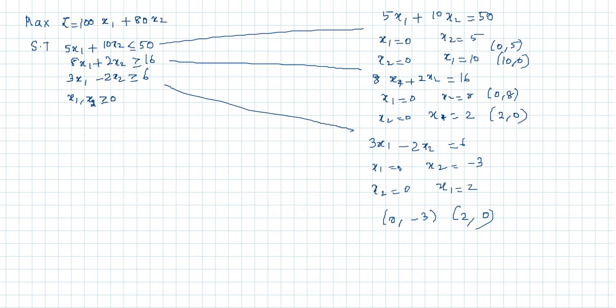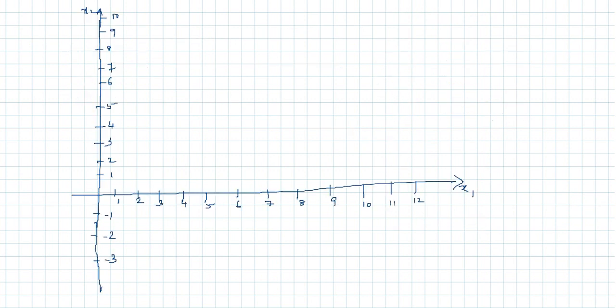For the first constraint, the points are 0 comma 5 and 10 comma 0. Construct a line through these points. This is for the equation 5x1 plus 10x2 less than or equal to 50.